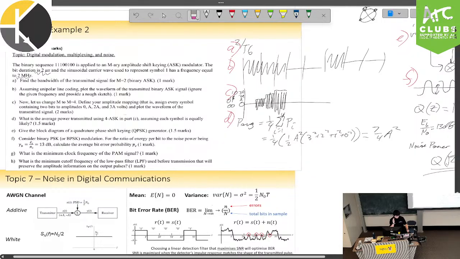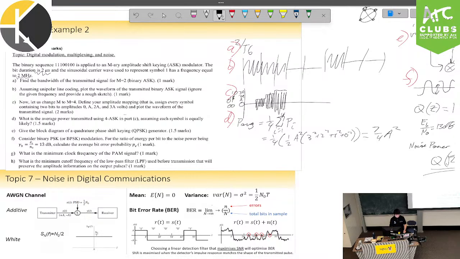Let's just race through it. So, minimum clock frequency for the PAM signal. We know that it is moving, TB is given by a certain value. We need a clock frequency.